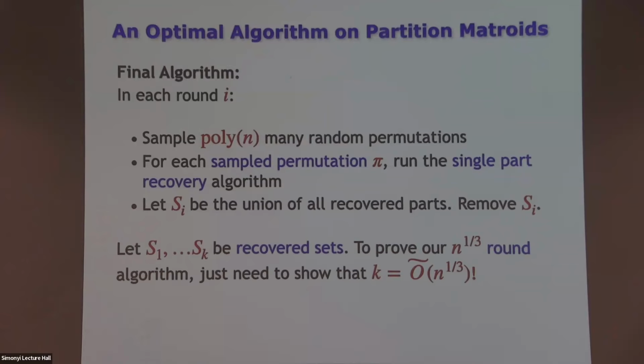All I claim is that when you run this algorithm, it will only ever run for n to the 1/3 many rounds. In particular, if S1 through Sk are your recovered sets, I'm going to show you that k is just O tilde n to the 1/3. And so at this point, what does it tell you? Well, it tells you that you've basically learned the entire structure of the partition matroid in just n to the 1/3 many rounds. It's in fact stronger than this basis finding question. You know exactly which elements are in which parts and which budgets they have in that part. You've completely learned the entire instance.